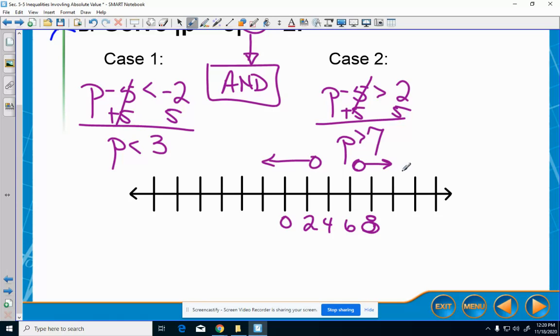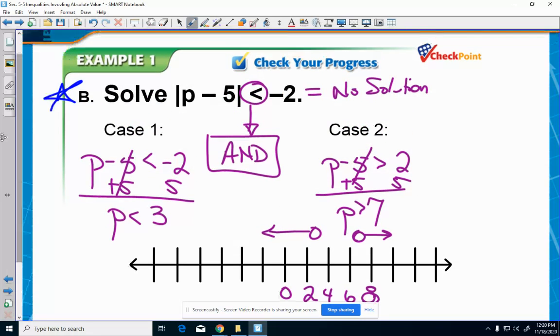So it looks like an or, because it is an or. Because you can be less than 3 or you can be greater than 7, but you cannot be both of those things. Which means it's not possible to do this. So graphically, we're supposed to see an and, but we don't. Algebraically, in the inequality, if we would have recognized what we saw in the first place, we could also say that there's no solution.